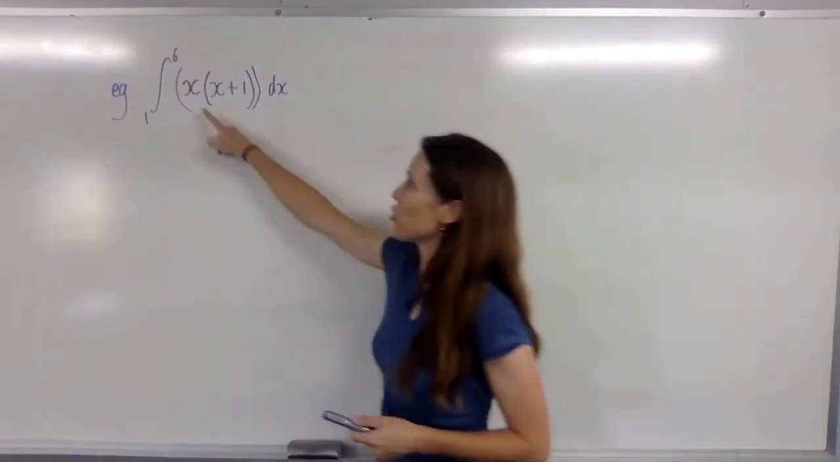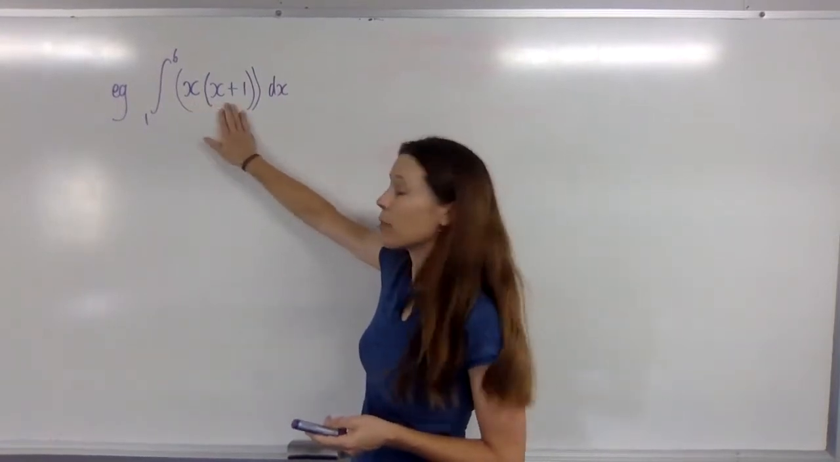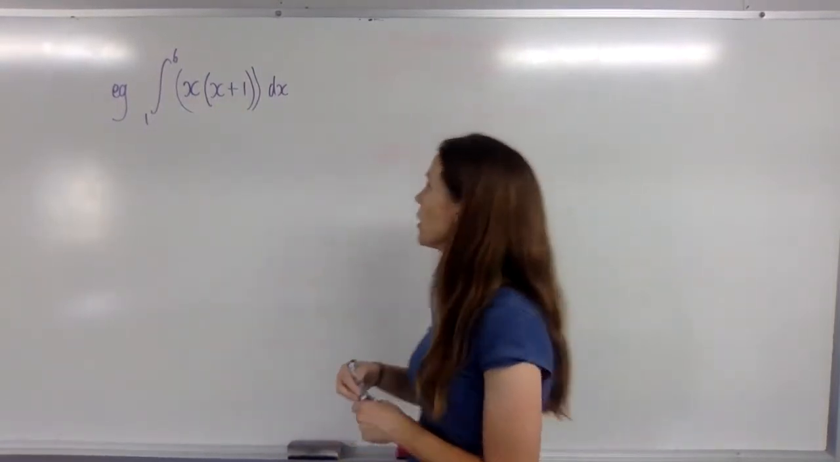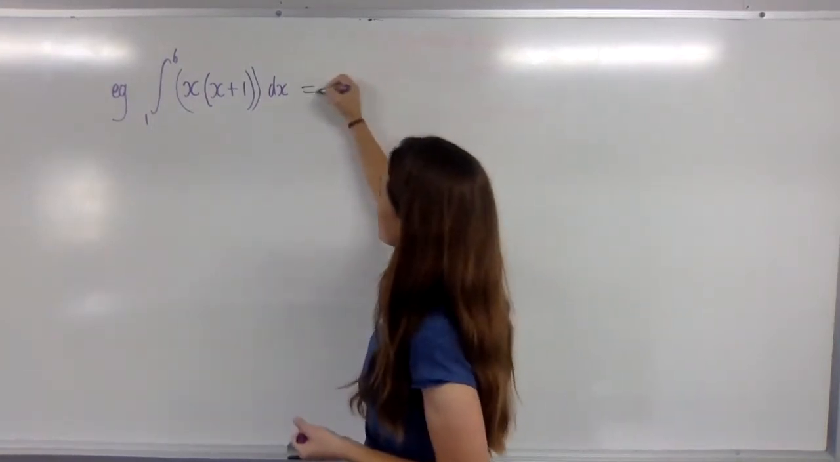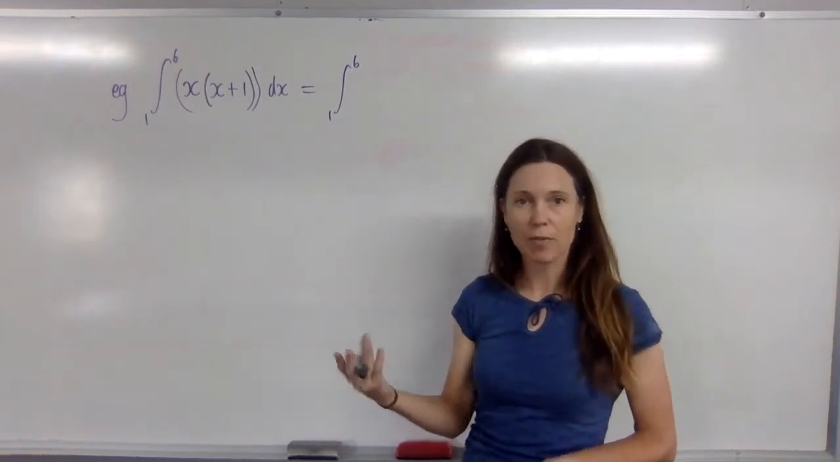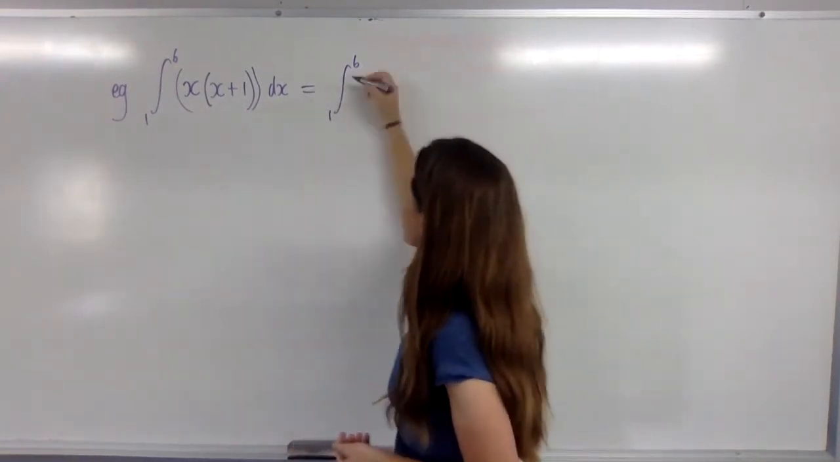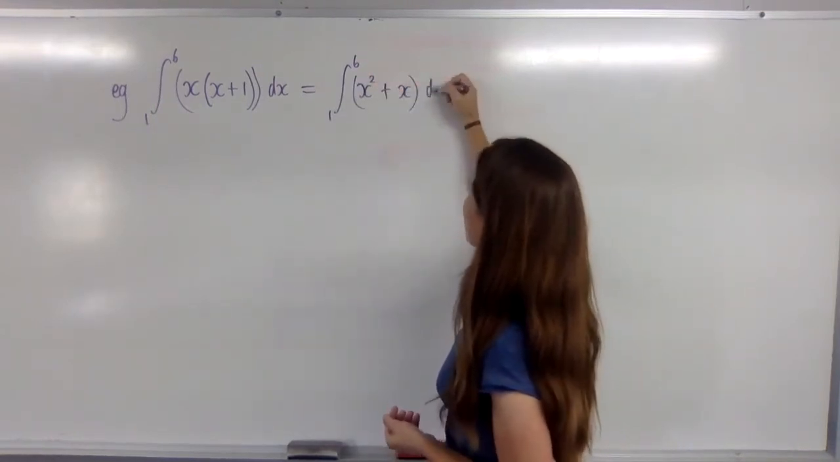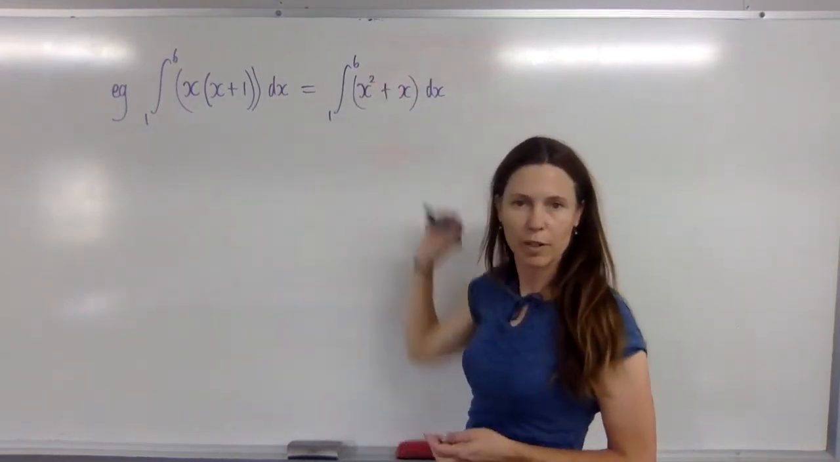Now this function has got two parts. There's the x part and the x plus 1 part. They're multiplied together. We can't undo the product rule. So what we should do before we start is really just rewrite the question and change the look of it into something that we can work with. So expanding the brackets here, I can have x squared plus x, and now I can find the primitive of that one term at a time.